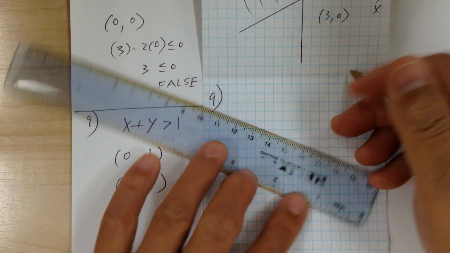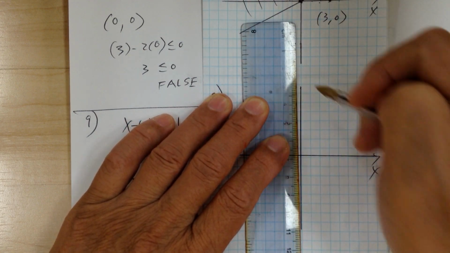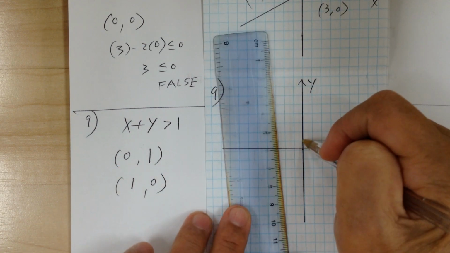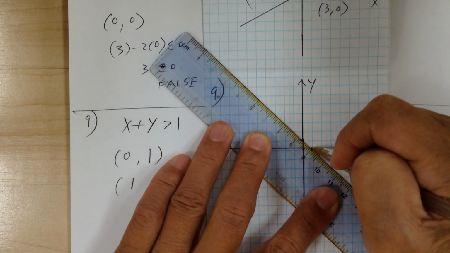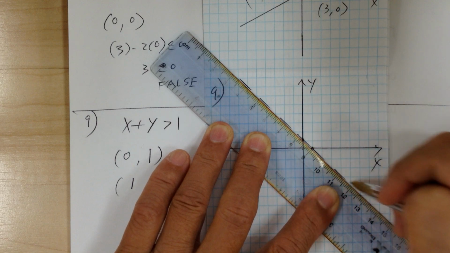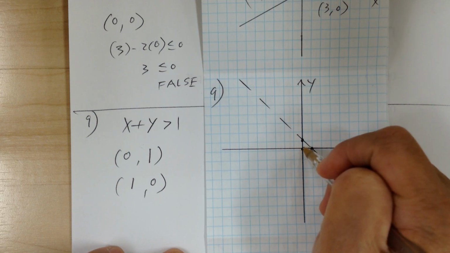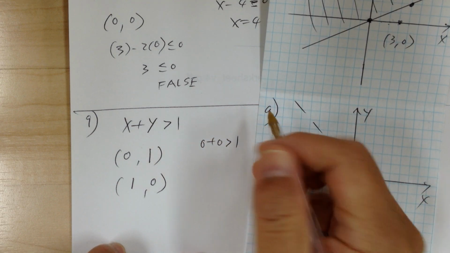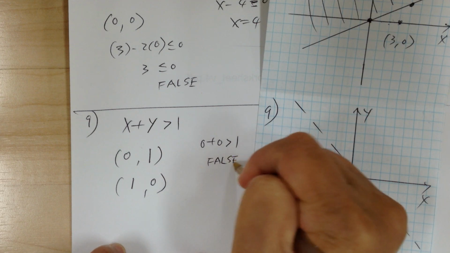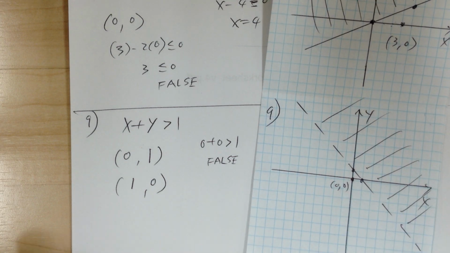Okay, so number 9. You got 0, 1, and you got 1, 0. And this is going to be a dashed line. And this time 0, 0 is available, so I'm going to choose 0, 0 as my testing point. So put this in here, you're going to get 0 plus 0 is greater than 1. So this is false. So this point is false, that means the true is on the other side. Okay, let's go to number 11.